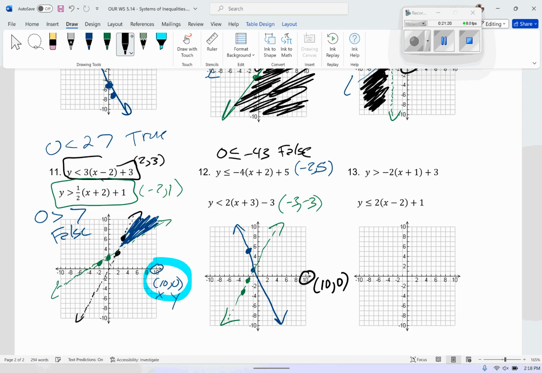All right. So as far as the blue goes, I'm going to shade the down part, the left side of the blue. Okay? Let's take 10, 0, plug it into this one. So I get 0 here is less than 10 plus 3, 13. 13 times 2, 26. 26 minus 3 is 23. Is 0 less than 23? That's true. All right. So opposite side of the blue, same side of the green. Where am I shading? Little one. This little guy.